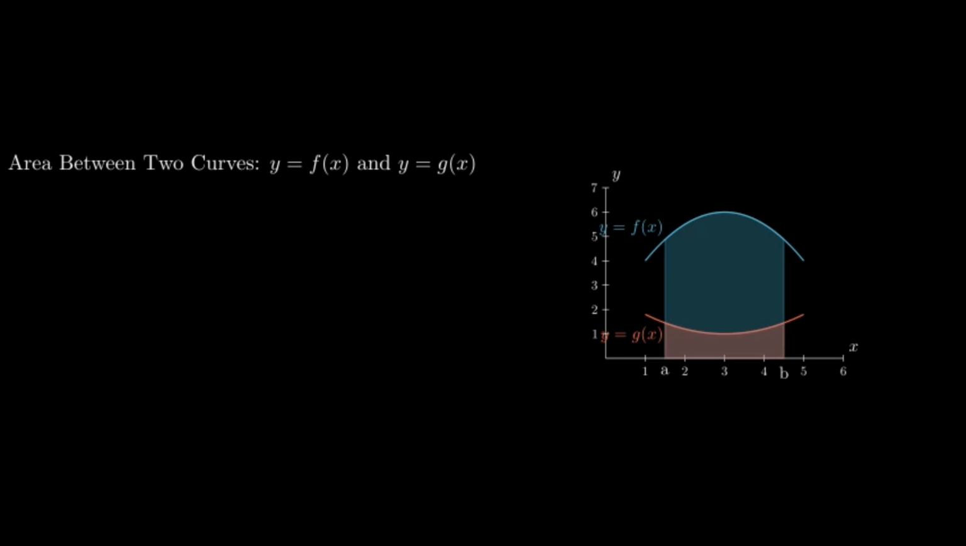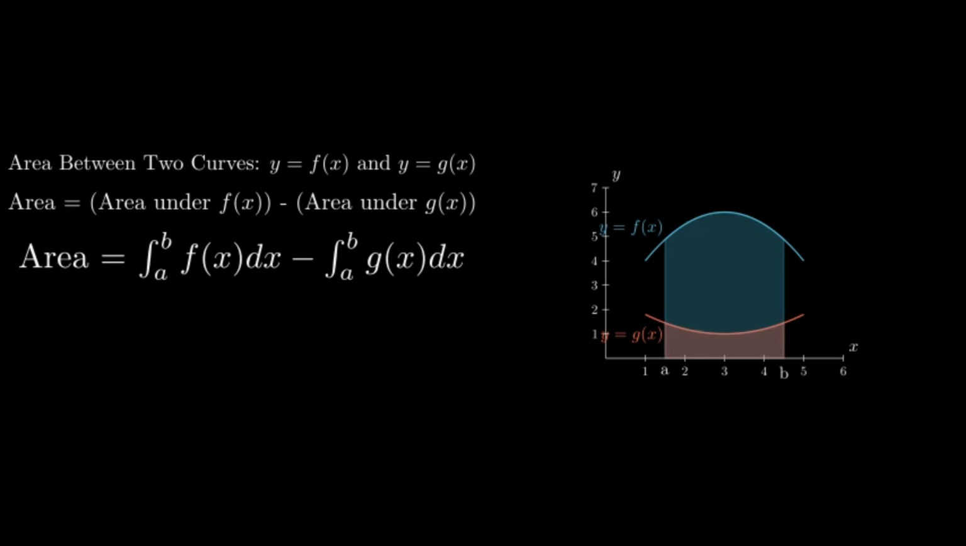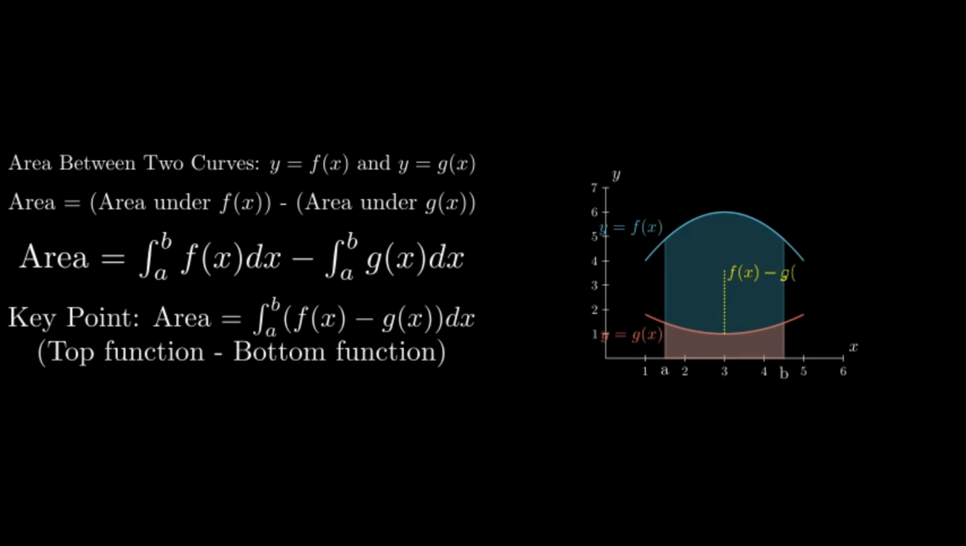The area we want is the total area under the top curve, f of x, minus the area under the bottom curve, g of x. In terms of integrals, this means we take the integral of f of x from a to b, and from that we subtract the integral of g of x from a to b. Now, we can use a property of integrals that allows us to combine two separate integrals with the same limits into a single integral. This gives us our key formula. The area between two curves is the integral of the top function minus the bottom function. The expression f of x minus g of x represents the vertical height of the region at any given x.